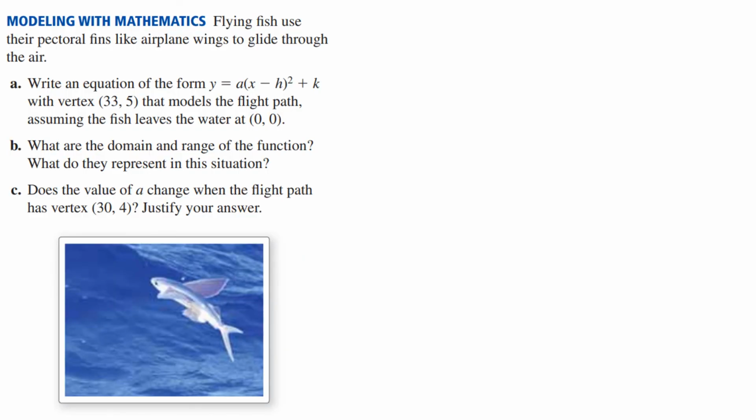Finally, a word problem. Flying fish use pectoral fins like airplane wings to glide through the air. Write an equation in vertex form, where the vertex is (33, 5), to model the flight of the fish, assuming that it leaves the water at (0, 0).